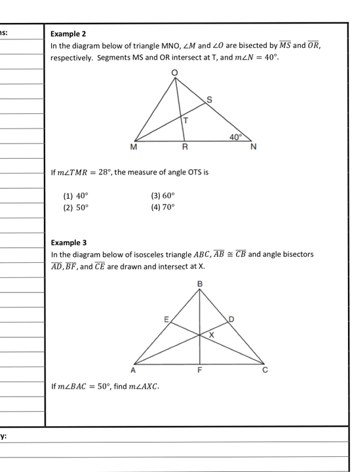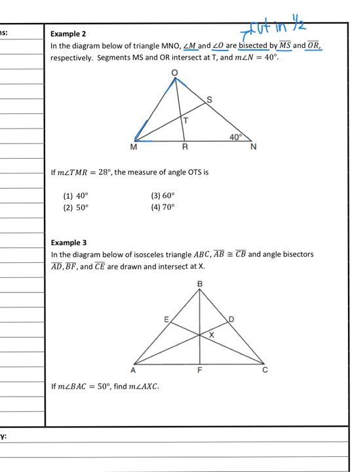Okay, so we have another one of these missing angle pictures, and we've got some vocab we have to unpack here. So in the diagram below of triangle MNO, angle M and O are bisected by MS and OR. So if these angles are being bisected, then that means that they're being cut in half into two congruent other angles by MS, and if you look, MS goes directly through this angle M here, and OR goes directly through the middle of angle O, which is the other angle that's been bisected.